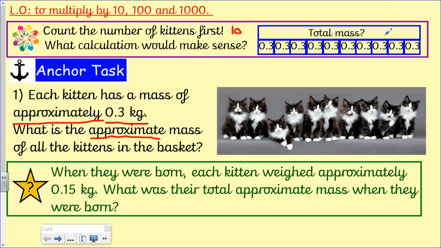I've got up here a little bar model to try and help you. We need to work out the total mass of all the kittens. There are 10 of them, so I've put 1, 2, 3, 4, 5, 6, 7, 8, 9, 10 equal little boxes, and they all have 0.3 in them, so each little box is a kitten. Now you could do 0.3, add 0.3, add 0.3, and so on until you've done it 10 times. However, that is absolute madness.